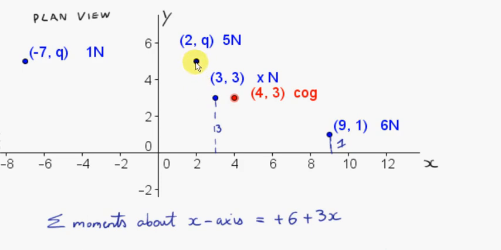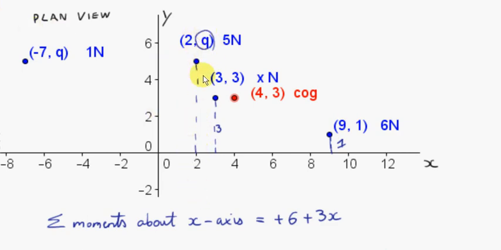What about the 5 Newton force at the point 2q? 2q could be anywhere along this line, of course. Now I'm showing it up here, I'm actually showing it at the correct position. Turns out that the answer to this problem is q equals 5. But the point 2q could be anywhere along this vertical line. So we have to get this distance here, which could be positive or negative. Turns out the correct answer is that q is positive, but the point could have been down here, in which case we would use a negative value.